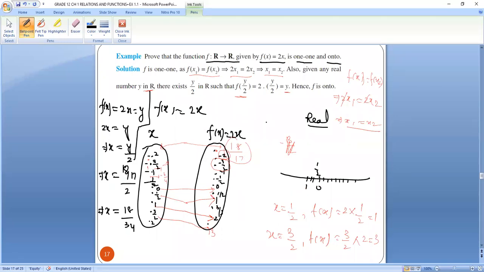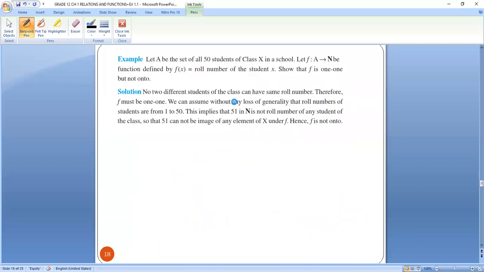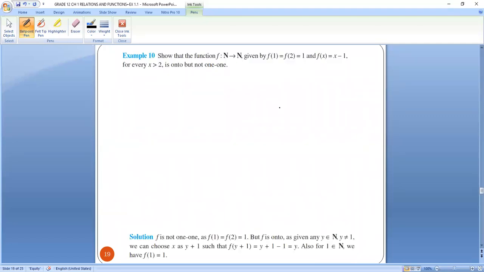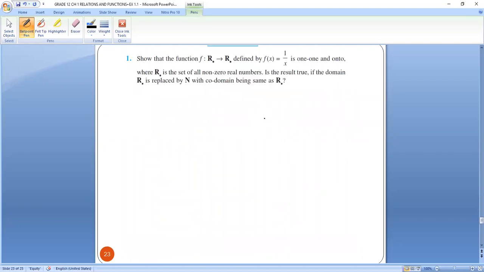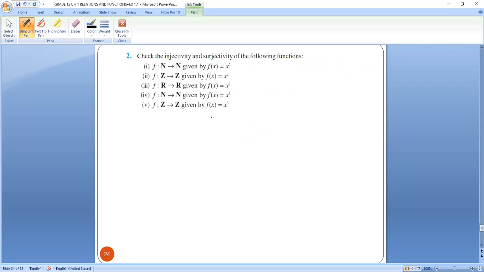Clear? Okay. Then this we will be doing later. First we will be taking these examples. This is a question from your exercise, question number 2.